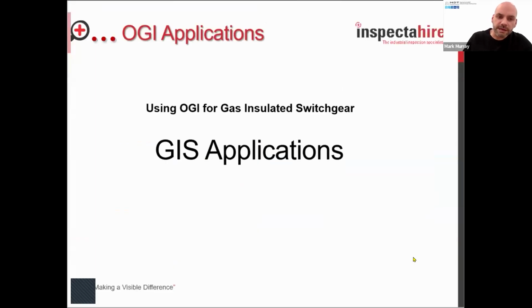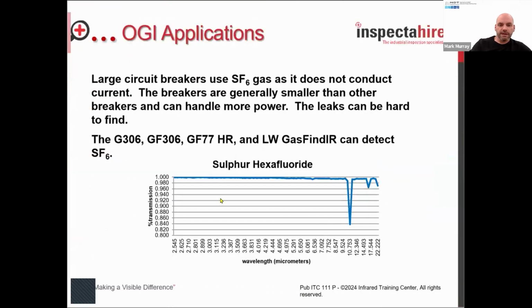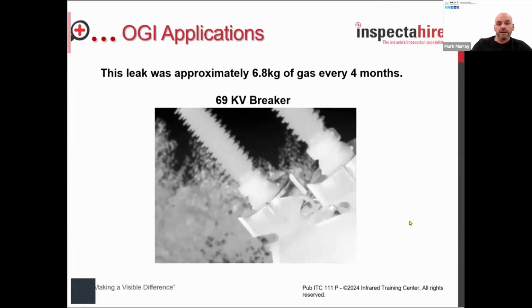So moving on then, we're going to look at some of our GIS applications, so gas insulated switchgear. It's the same story. This time, of course, we want maximum absorption, and this is for looking at mainly SF6, but we can look at other stuff with this camera. And the filter in this case has been maximized for absorption at roughly 10.7 micrometers. And I'll have a look at a couple of examples here.